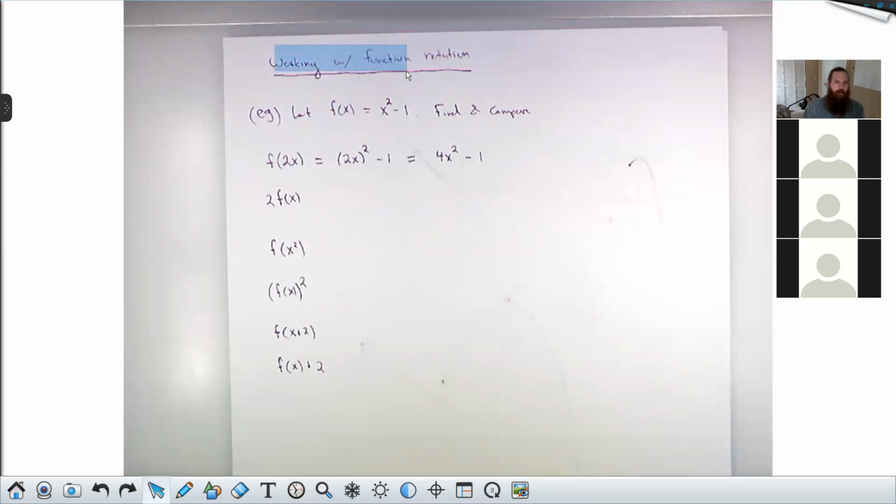At the top here, it says, find and compare. So I'm going to compare this to this, I'm going to compare this to this, and so on. I'm going to compare this to this.